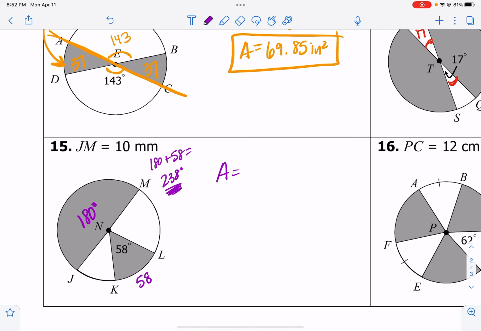So my area is 238 over 360 times pi times 10 squared. So in the calculator, you would use a fraction, 238 over 360 times pi times 10 squared, and you would get that our area is 5192 millimeters squared.